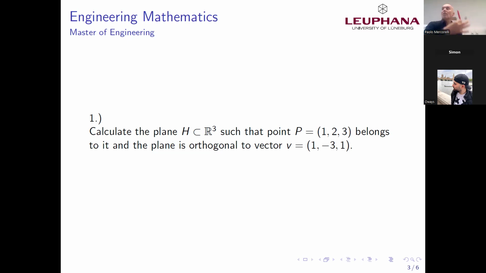This is the vector 1, minus 3, 1, for instance. This direction here. The vector is a direction. It's not a point. This red pen, my pencil, is the direction 1, minus 3, 1. I'm looking for a plane orthogonal to this.